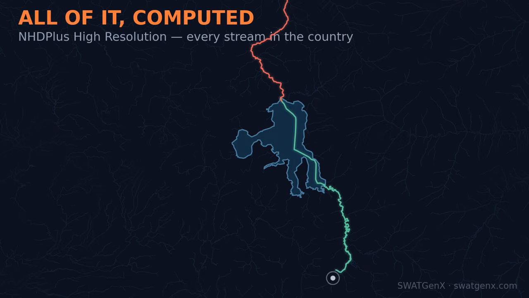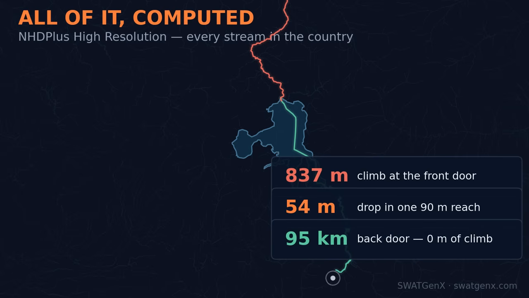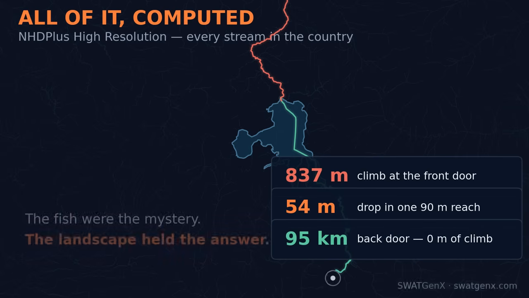Every measurement of water in this story, the 837-meter climb, the 54-meter wall, the 95-kilometer route that never once goes uphill, came from one public dataset that maps every stream in the country. The fish were the mystery. The landscape held the answer.